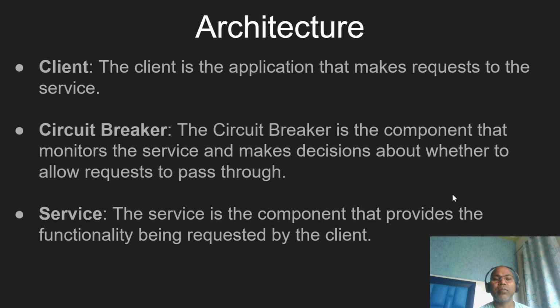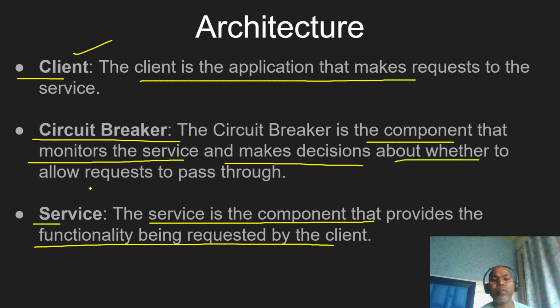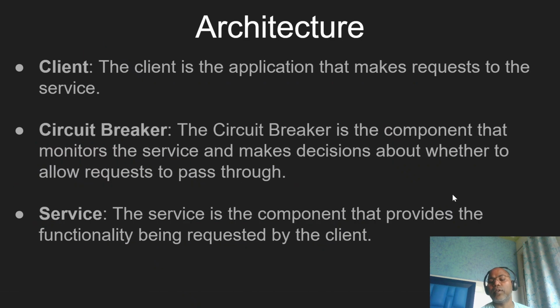So these are the three simple components in the design of a circuit breaker. A client is an application that makes requests to the service, maybe a microservice, maybe a component. The service is the component that provides the functionality requested by the client or microservice. And the circuit breaker is the main component that monitors the service and makes decisions about whether the request is allowed to go to the next service, or whether calls are stopped or checked. Everything is taken care of by the circuit breaker component.